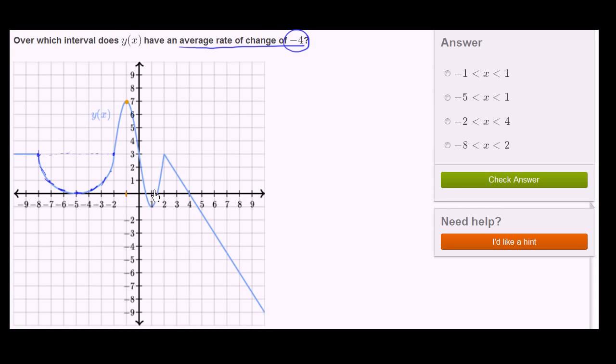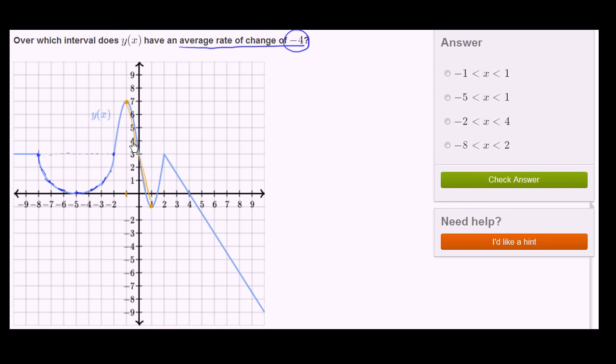And then when x is equal to 1, our graph is down over here. Y of 1 is -1. So what is the slope of the line that connects the endpoints of those two points? So what is the slope of this line? Because the slope of this line, the line that connects the endpoints of my interval, is going to be the average rate of change over this interval.